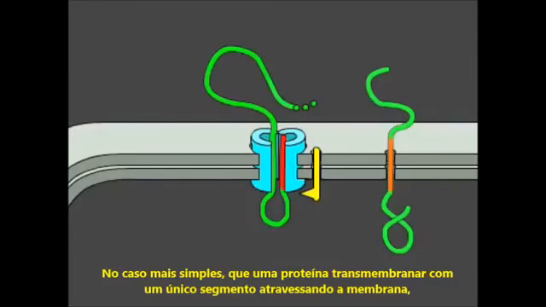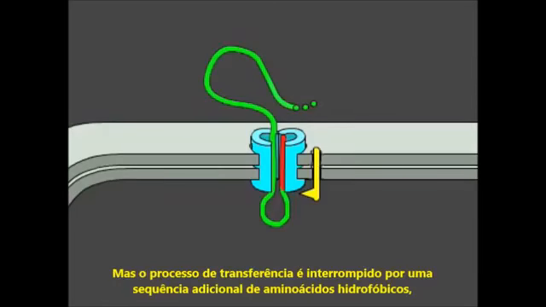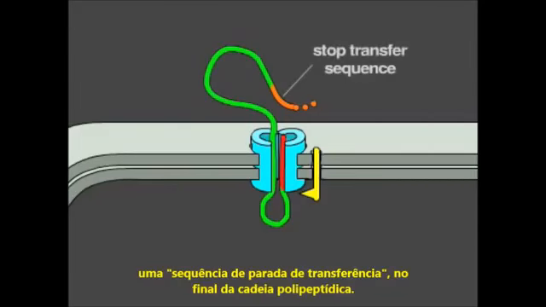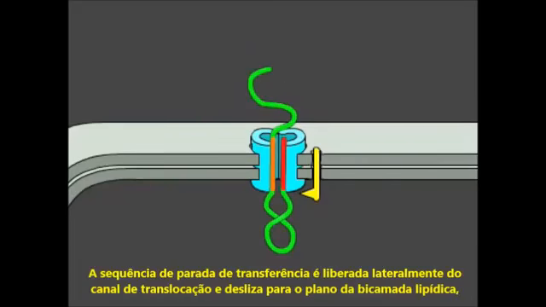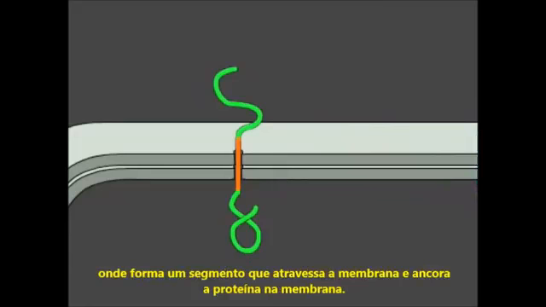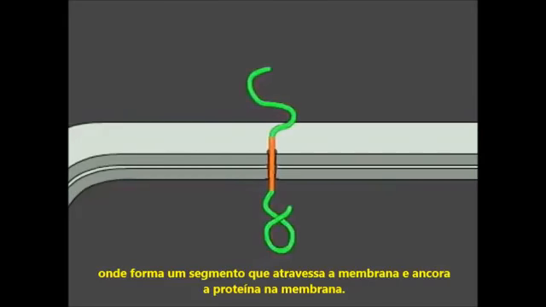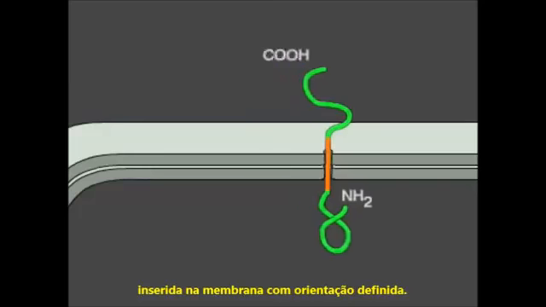In the simplest case, that of a transmembrane protein with a single membrane-spanning segment, the N-terminal signal sequence initiates translocation, just as for a soluble protein. But the transfer process is halted by an additional sequence of hydrophobic amino acids, a stop transfer sequence, further in the polypeptide chain. The stop transfer sequence is released laterally from the translocation channel and drifts into the plane of the lipid bilayer, where it forms a membrane-spanning segment that anchors the protein in the membrane. As a result, the translocated protein ends up as a transmembrane protein inserted in the membrane with a defined orientation.